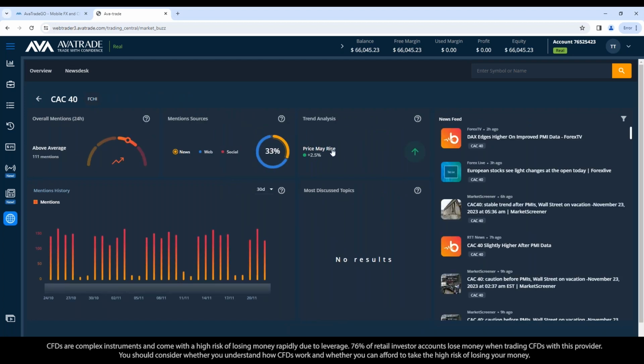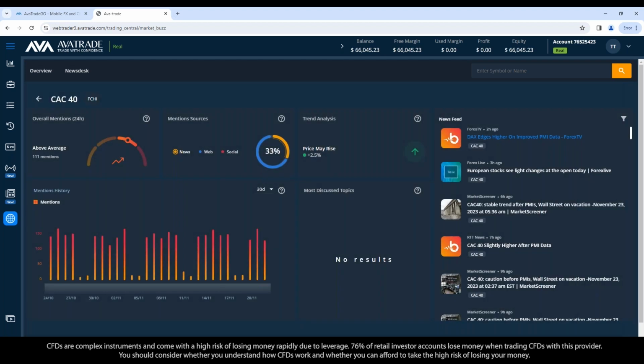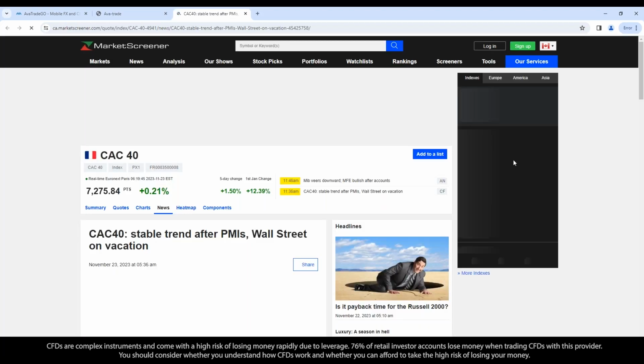First of all, you get a breakdown. The price is expected to rise 2.5%. You can look at the technical analysis of that. The resistance levels are up this direction. They give you the prices and the direction that it's expected to move. But also we can then look at articles related to trading on this index. Okay. European stocks see light changes at the open of the market today. CAC 40, stable trend after PMIs. Wall Street on vacation. If you want to read what they're talking about there, just click the article. You can get a synopsis. And also, story continues. You can read the whole article.